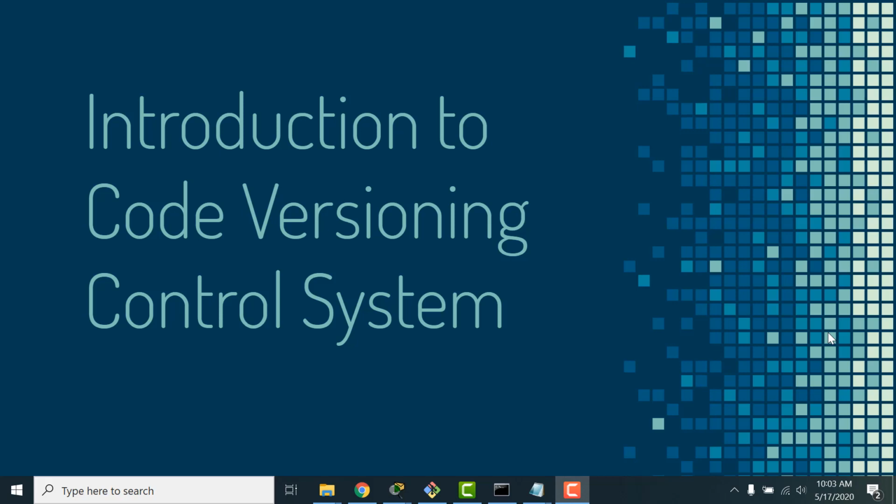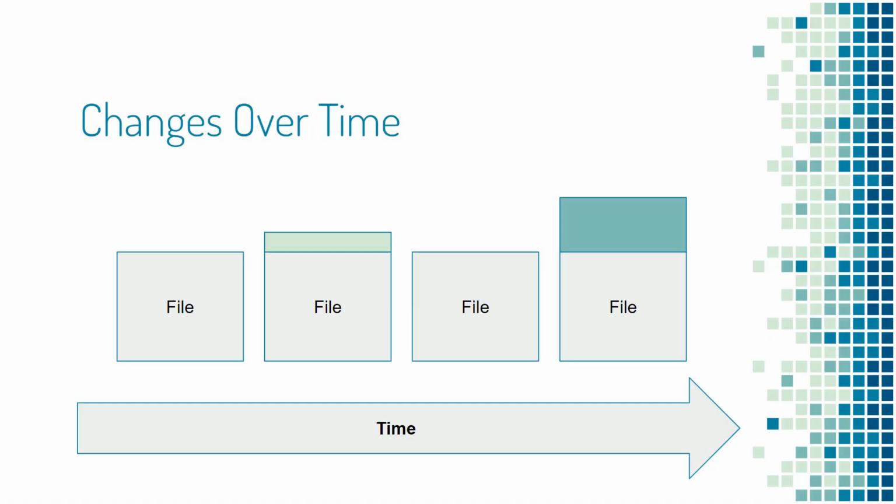In this module, we are going to understand what we mean by a code versioning control system. It's a really important skill that a web developer or any computer science student should understand nowadays. So, what is a version control system?